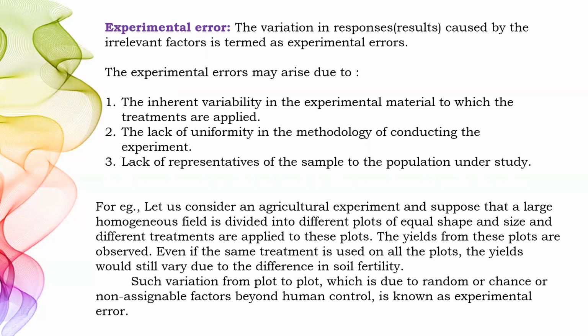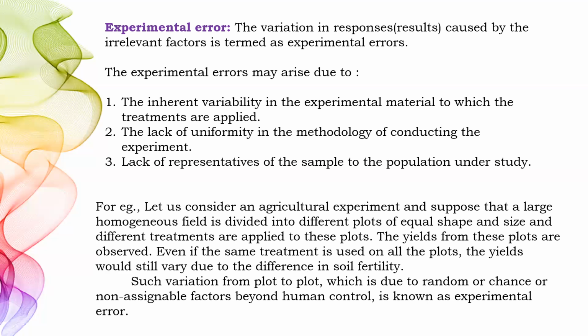The experimental error may arise due to three factors. The first one is the inherent variability in the experimental material to which the treatments are applied. The second one is the lack of uniformity in the methodology of conducting the experiment. And the third one is lack of representativeness of the samples to the population under study. So these are the three sources which can cause experimental error.